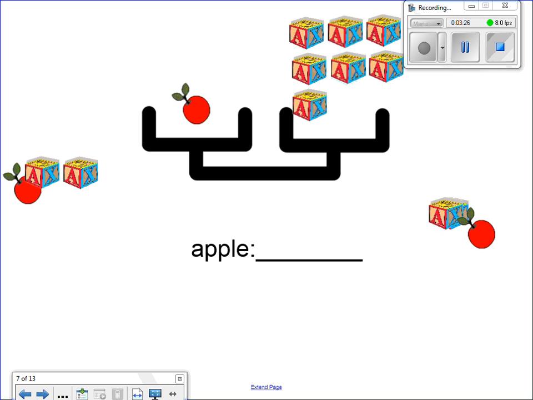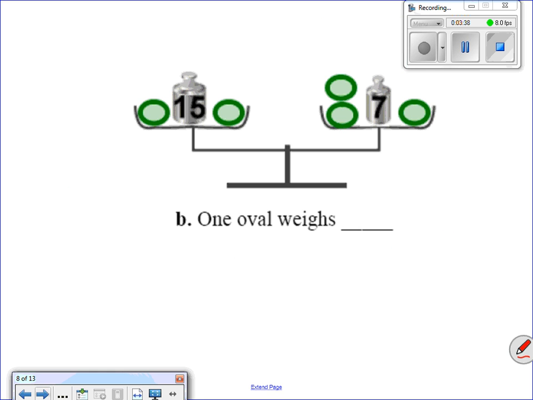So it leaves me with 1 apple and how many blocks? 1, 2, 3, 4, 5, 6, 7. 1 apple weighs the same as 7 blocks. It's really pretty easy. All right, now it gets a little more complicated.